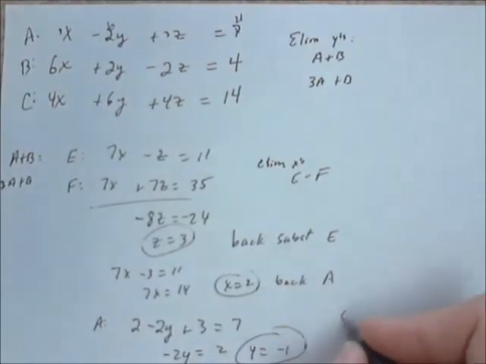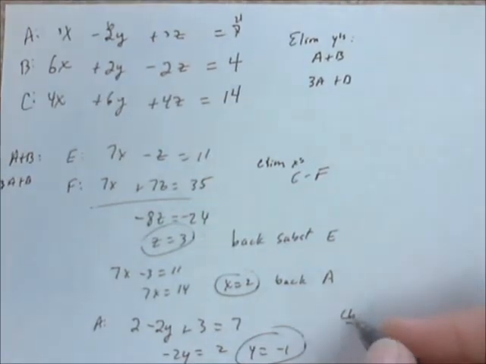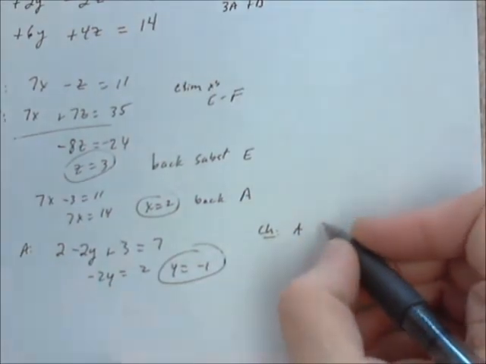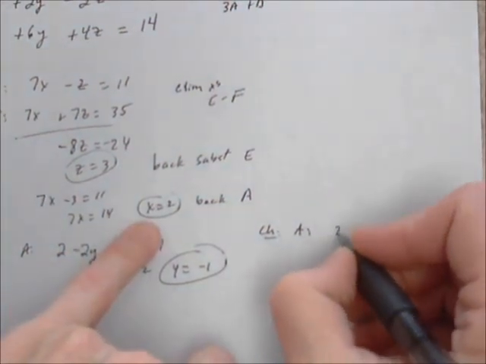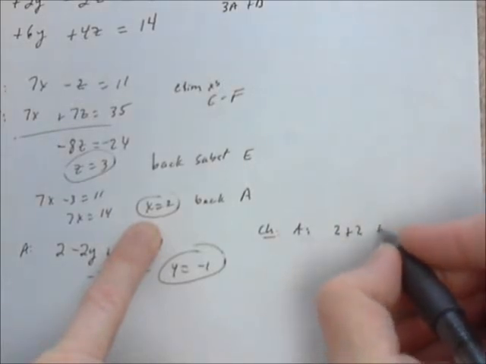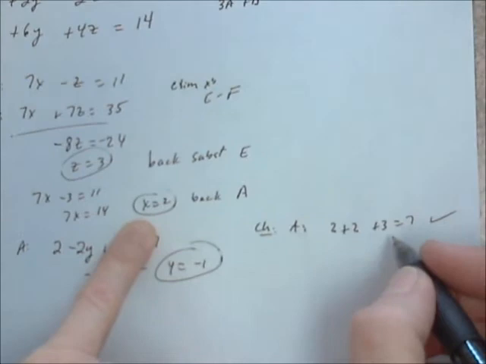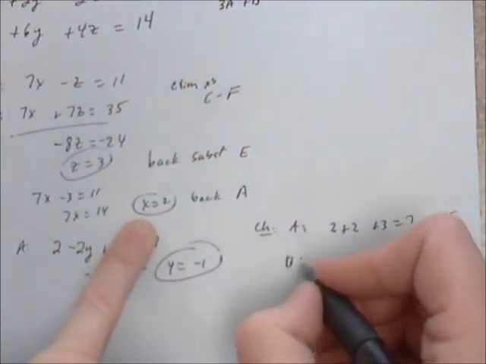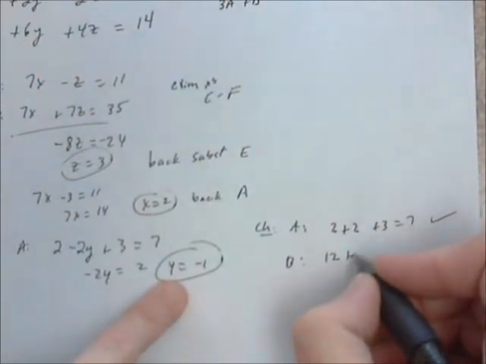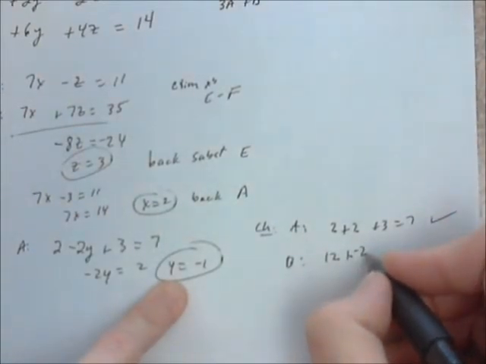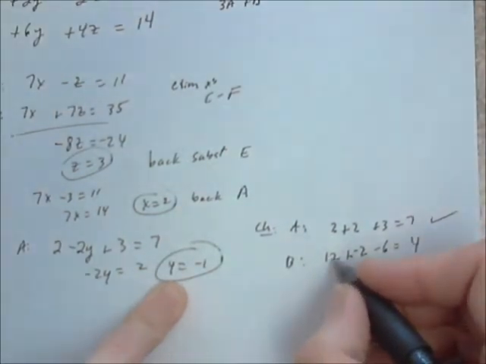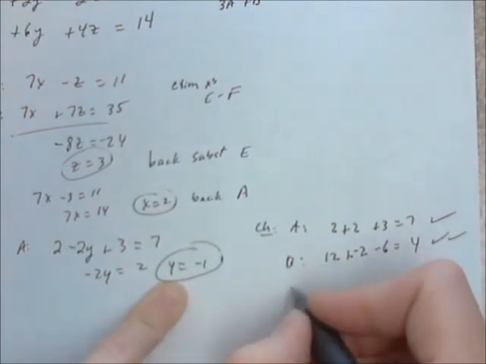And now I just want to check to make sure I'm right. To check into equation A, it says x minus 2y plus z equals 7. 2 and 2 is 4 and 3 is 7. That checks. Check into equation B. It says 6x, which is 12, plus 2y, which is negative 2, minus 2z, minus 6, equals 4. Let's see, 12 minus 8 is 4. 4 equals 4. That one checks.